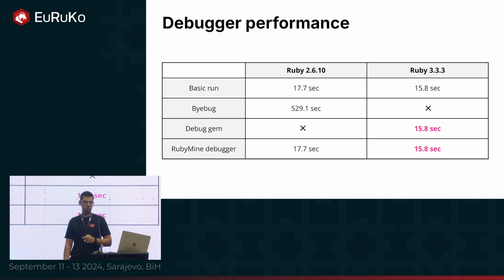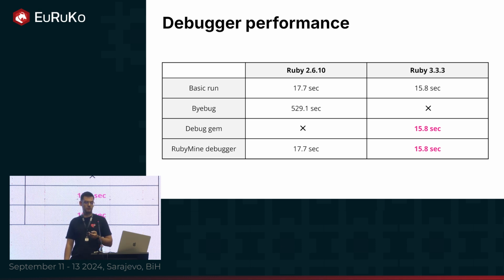For the modern Ruby, we have a better case. We have the debug gem and RubyMine Debugger. They both work on the same level without any performance issues. And for the modern Ruby, we have an option to choose what we can use for each case.